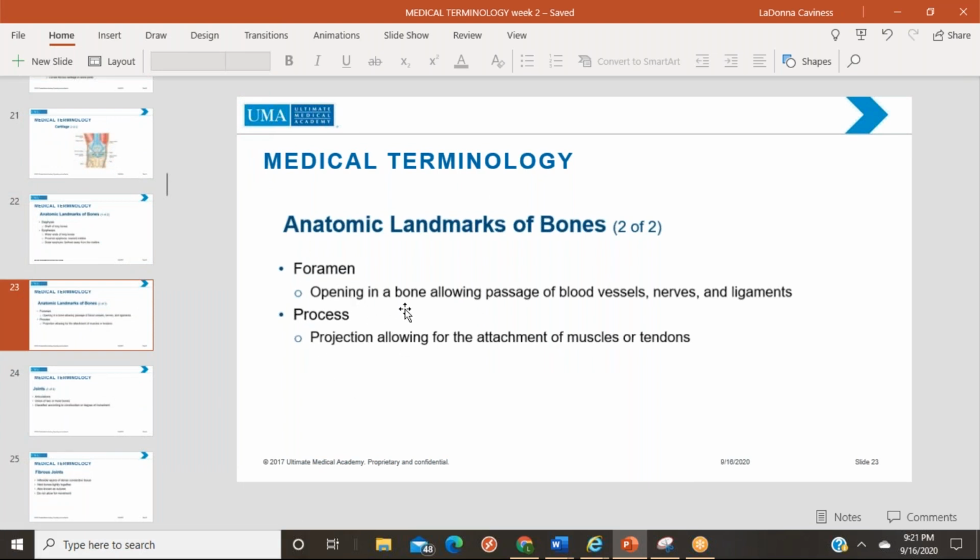Okay, foramen: opening in a bone allowing passage of blood vessels, nerves, and ligaments. Process: projection allowing for the attachment of muscles or tendons.